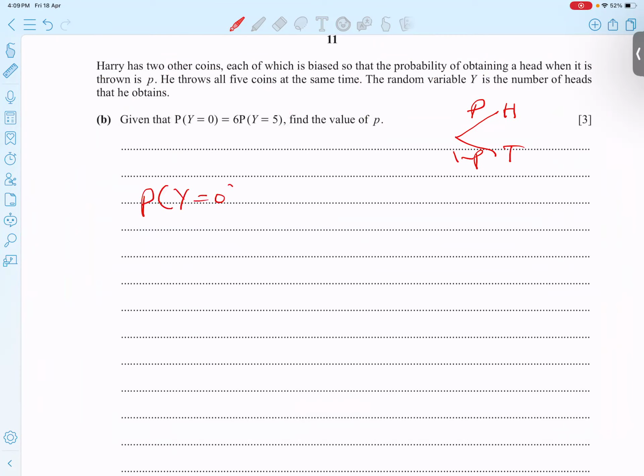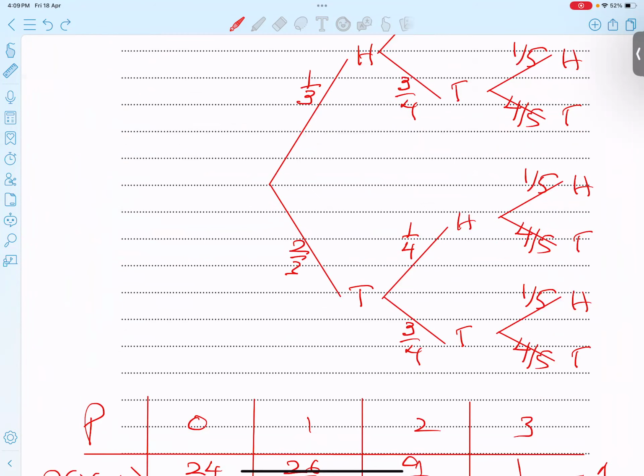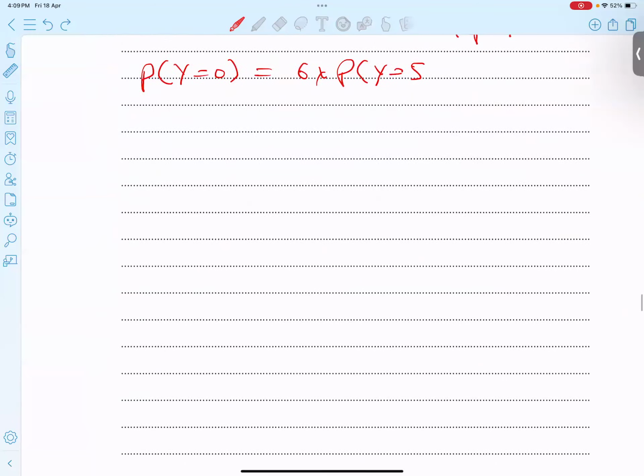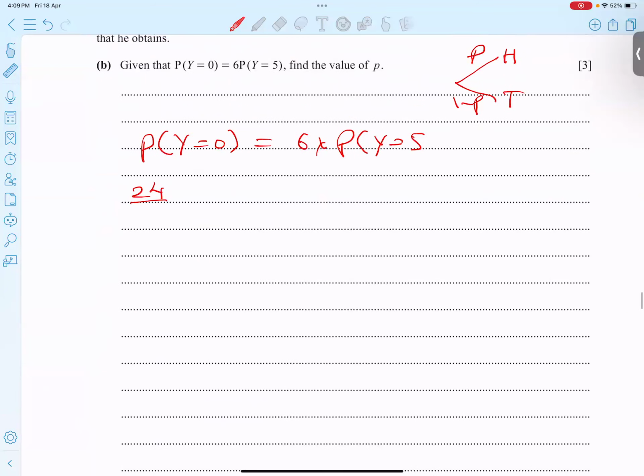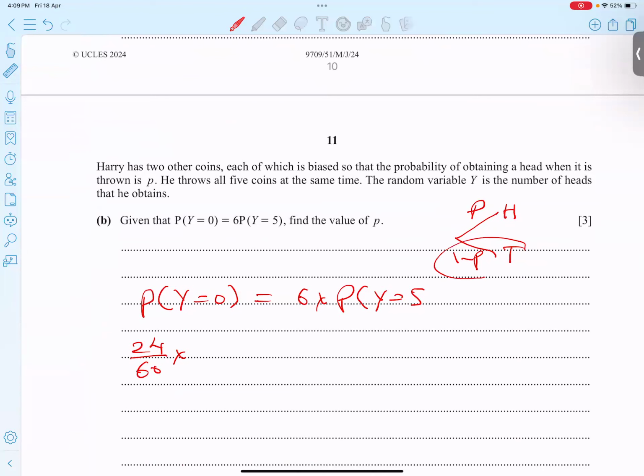Probability Y equal to 5 is 6 times 2. Y equal to 0 means that in all 5 coins he got 0 heads. So 0 heads means tail, tail, tail, and we have this answer, 24 over 60. Now, because again no head and no head, 1 minus P comes 2 times, so it becomes like this.